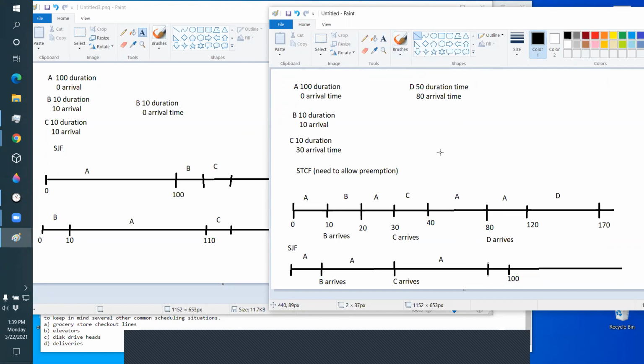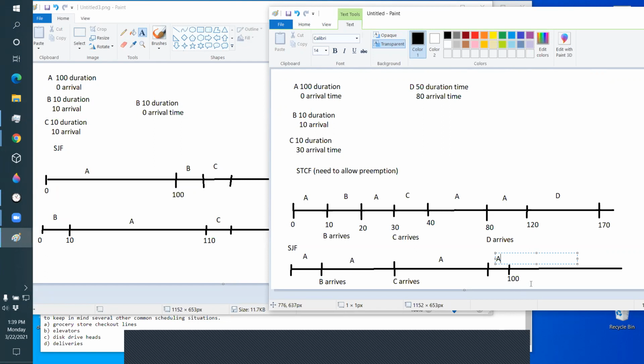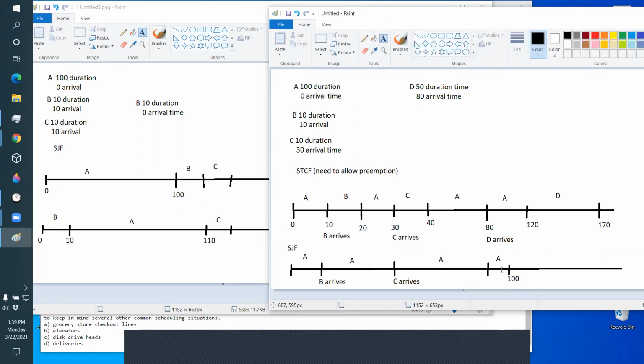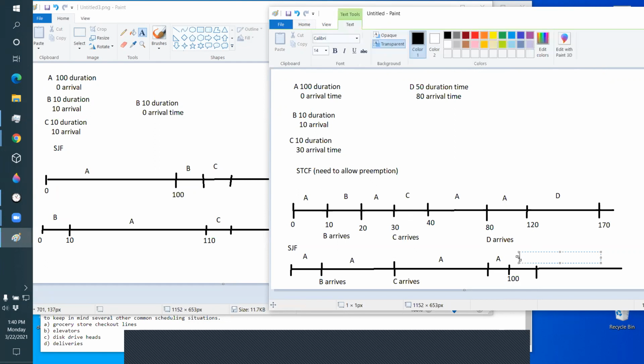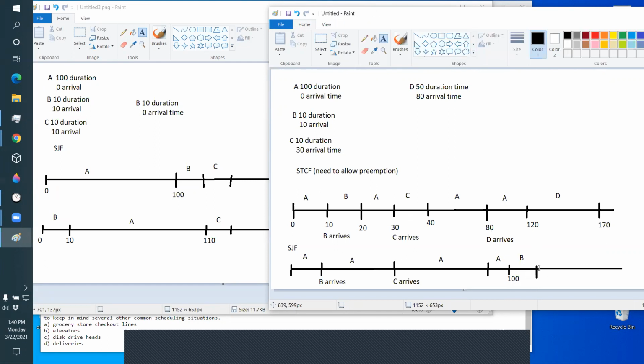So when A ends, we have a choice of three jobs: B, C, and D. Now B and C are both shorter than D. So at time 100, when A finally ends, we can schedule, say, B. Then when B ends, we have to choose between C and D, but C is shorter. So we would then schedule C.